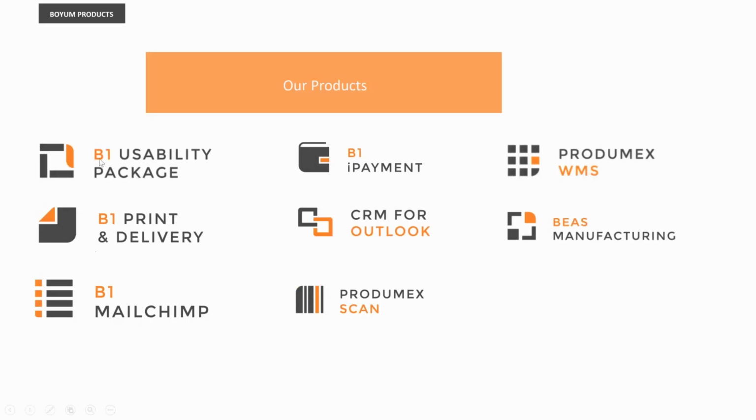What you see here, we're going to look at the B1 usability package today. We're also going to see print and delivery, which is a module with the usability package. And another one we're going to cover today is CRM for Outlook. Okay, we have all the other products. If there's any interest, of course, please let them know, and we can do another session or a one-to-one session. It's up to you what you prefer.